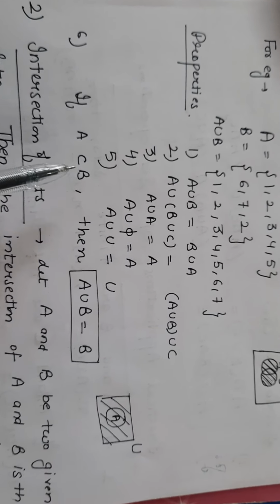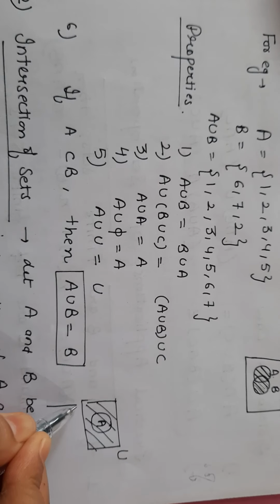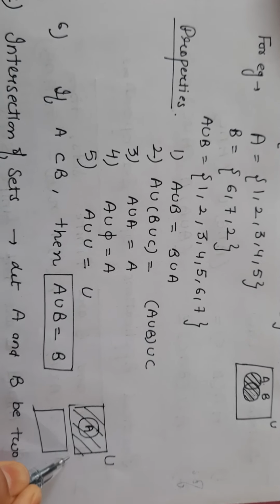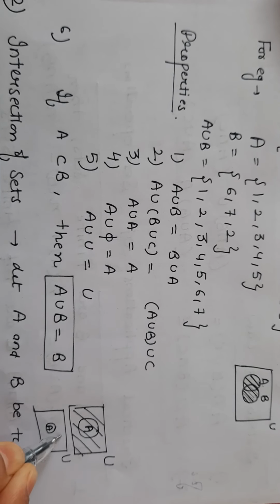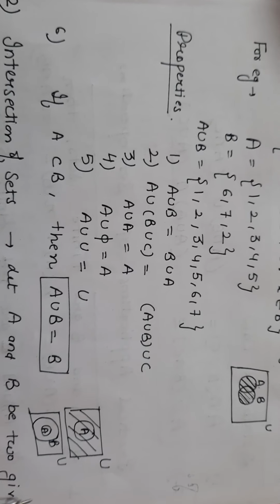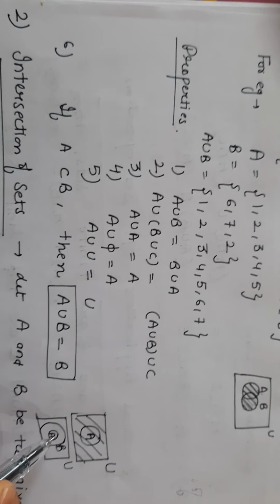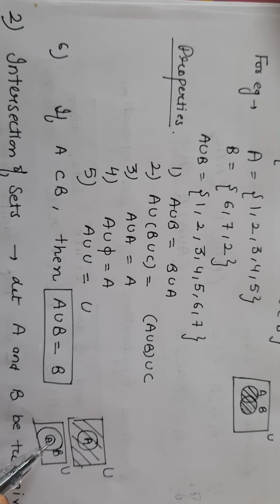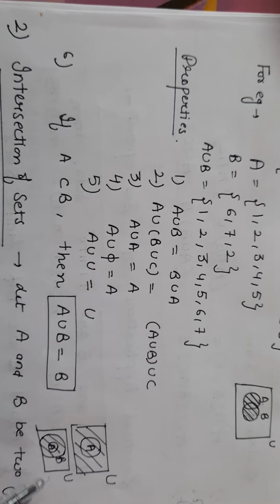Now if A is a subset of B, then what is A union B? Just look here. Let it be your universal set, and set A and set B. As A is a subset of B, that means A is contained in B, or A is a part of B. So whenever we write the union, we take the elements from either set, either from A or from B. So that means the union is equal to the superset B.